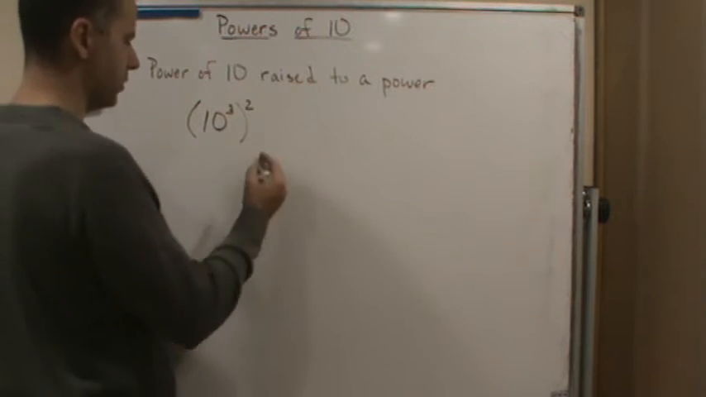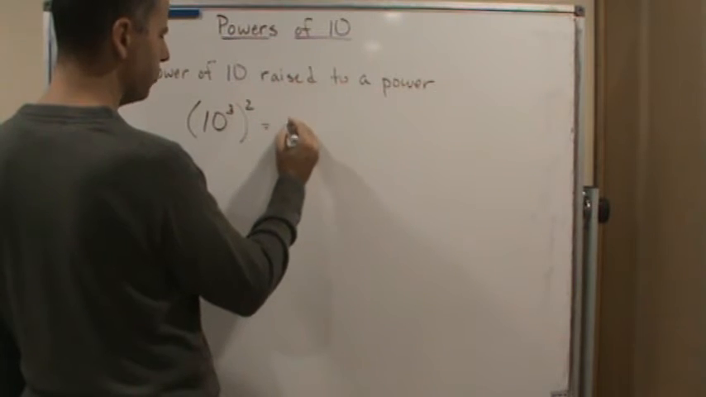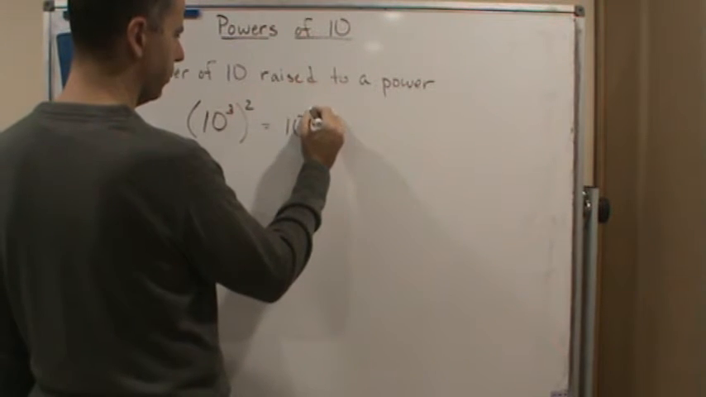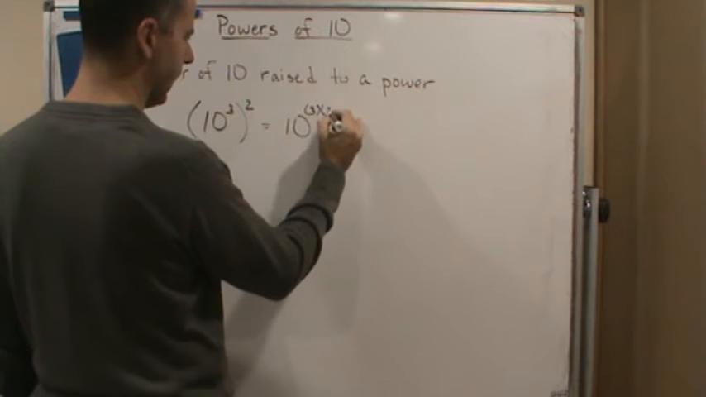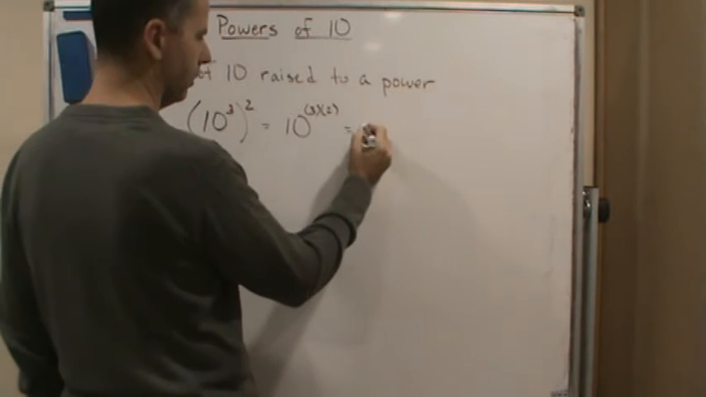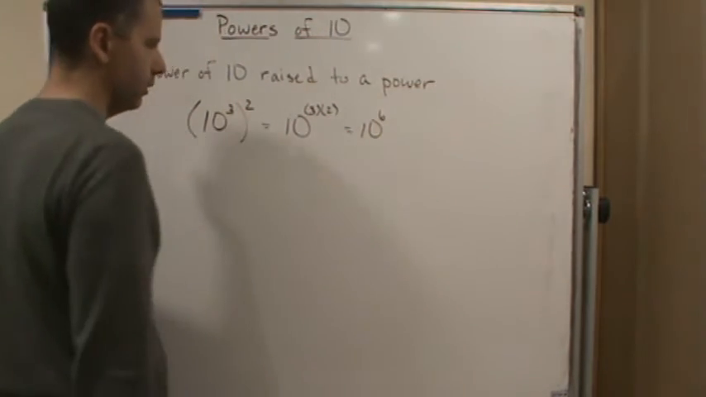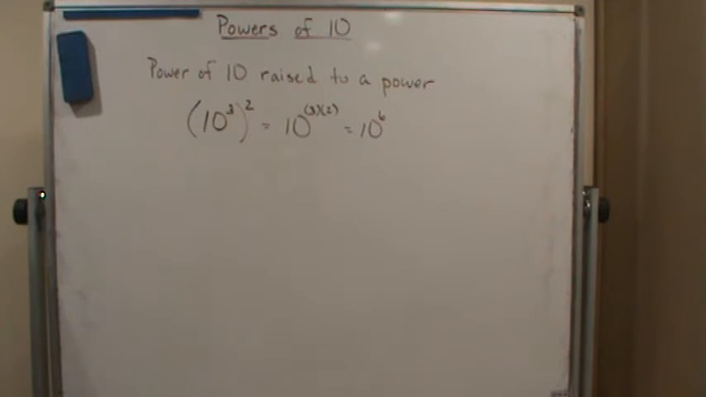And so, this would equal 10 to the 3 times 2 power, which would be 10 to the 6th.